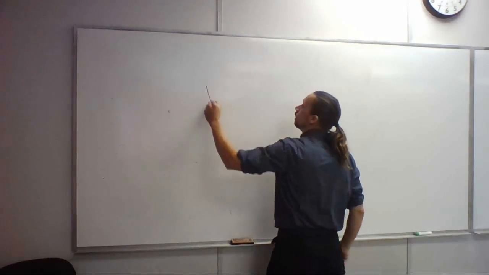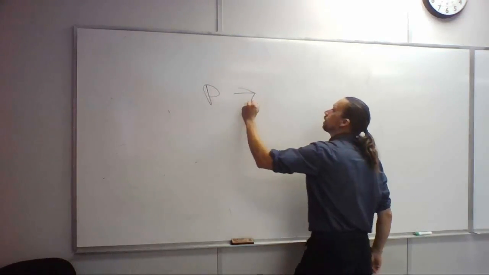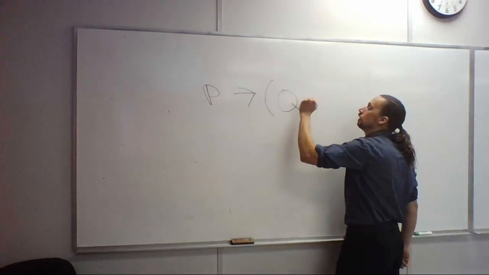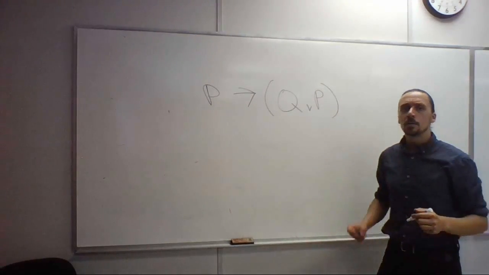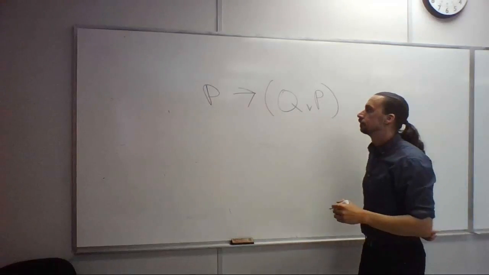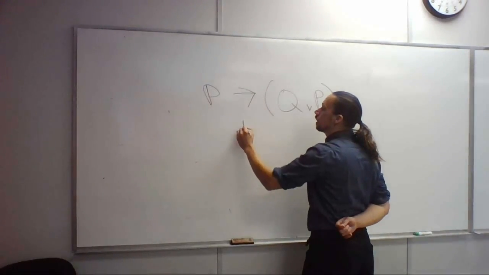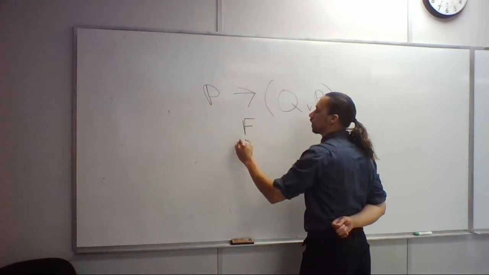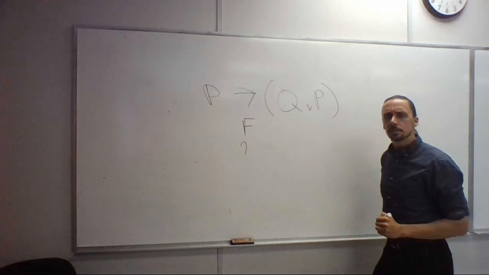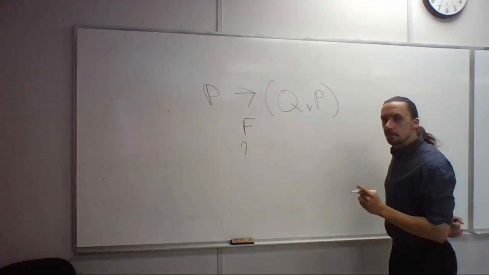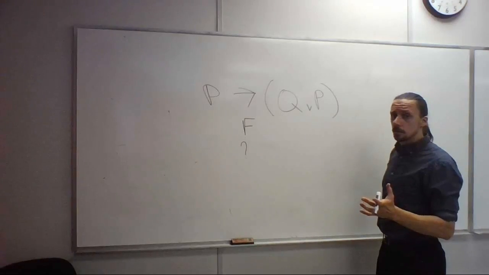So my sentence is, if P, then either Q is true or P is true. Now, can this sentence be false? So why don't I just start by actually putting a big false underneath the main logical operator as kind of a hypothesis, question mark. Can this be false? It's kind of an informal reason. The truth table check is what we're doing right now.